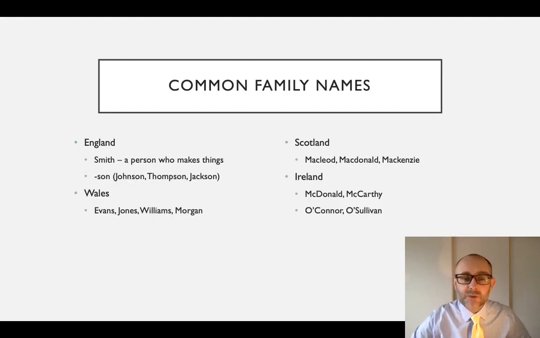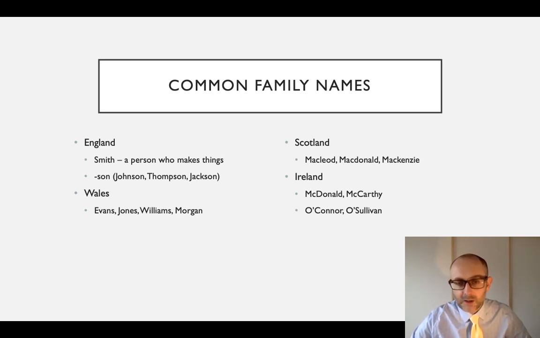Some differences we can find between the countries include names. Here we've got an example of some common family names in each country. In England, the family name Smith is very common. And Smith actually means a person who makes things. So, for example, if you were a silversmith, you make things out of silver. Okay? A blacksmith would make something out of iron.